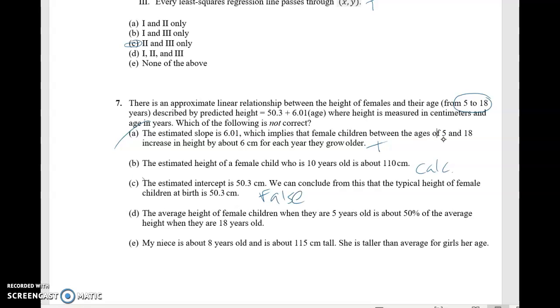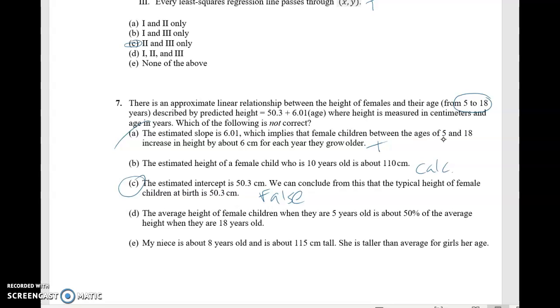Okay. Now that's going to be our answer. We should make sure that there's not one that maybe looks a little bit better, but that one should definitely get our dander up. Because interestingly enough, 50.3 centimeters is pretty reasonable for birth height. It's about 20 inches, and that is pretty reasonable. But from our careful reading, we'd say this is definitely a good possibility.